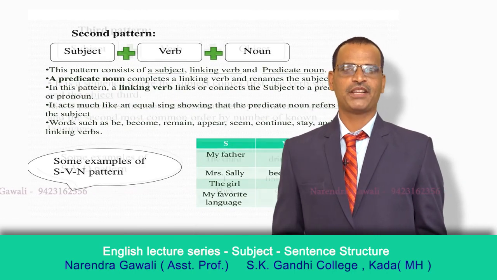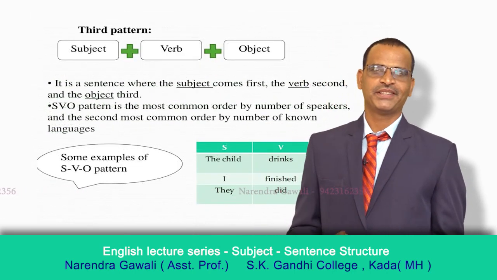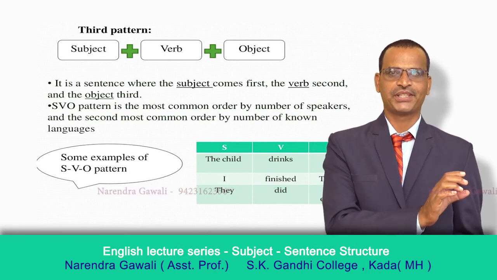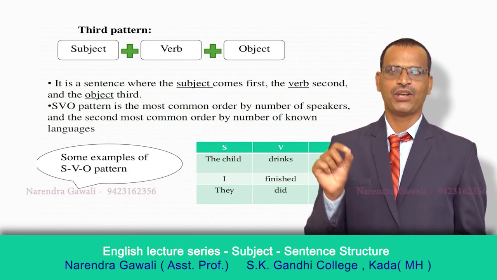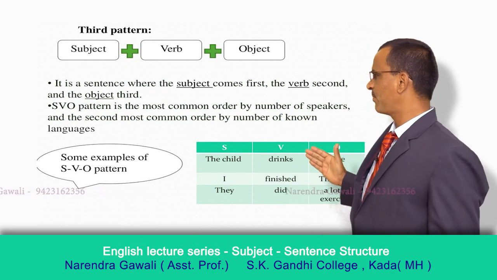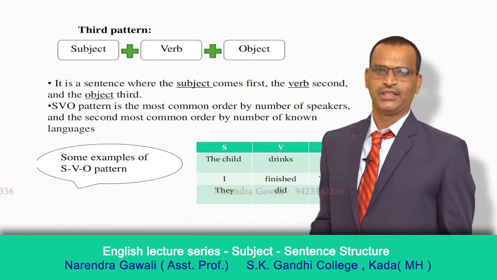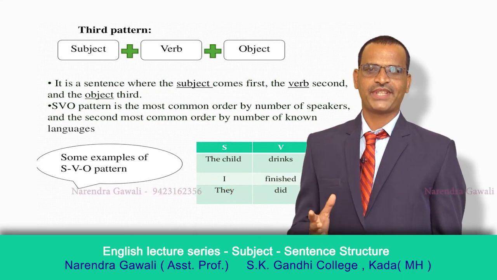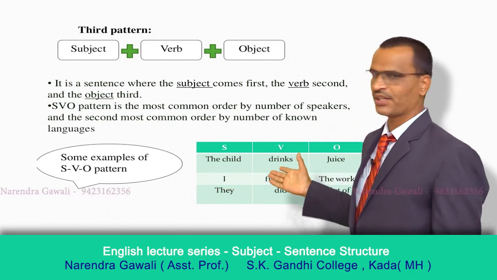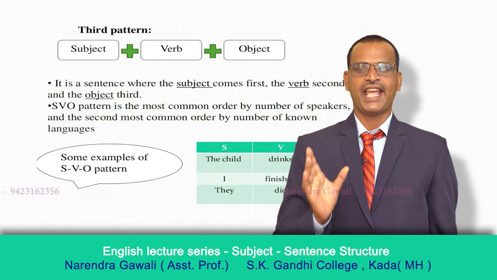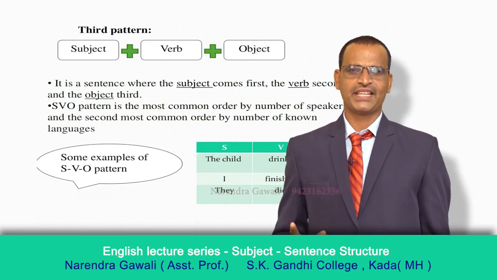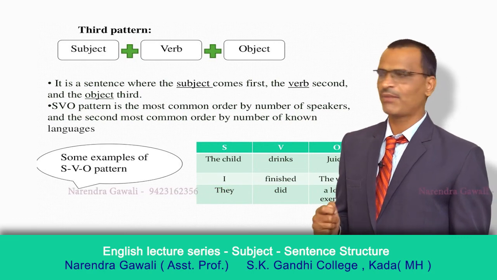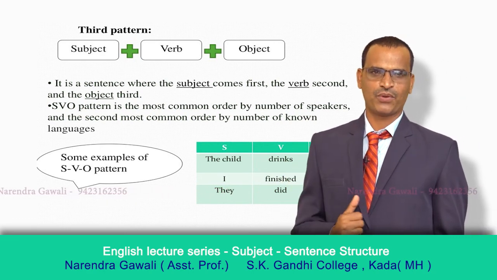We move on to the next pattern. That is the third pattern: subject verb object, SVO. Subject, verb plus object. In this sentence the subject comes first, the verb second and the object third. That's why we call it SVO. Now this pattern is a very common order by number of speakers, and the second most common order by number of known languages.